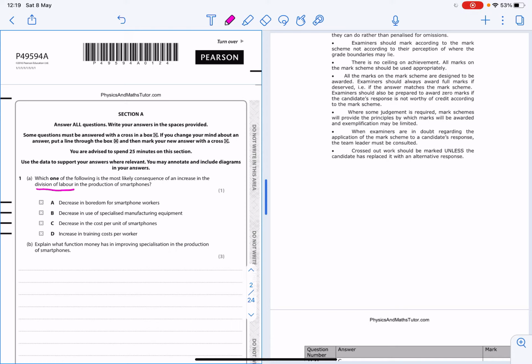Now, the key thing about division of labour is that if a person is doing the same thing all day, they're going to get quicker at it. So if we have a look at the options that we've got, a decrease in boredom. Well, if you do the same thing all day, that's actually going to lead to an increase in boredom, especially if it's working on a production line. A decrease in the use of specialised manufacturing equipment. Well, you still need to use the specialised equipment.